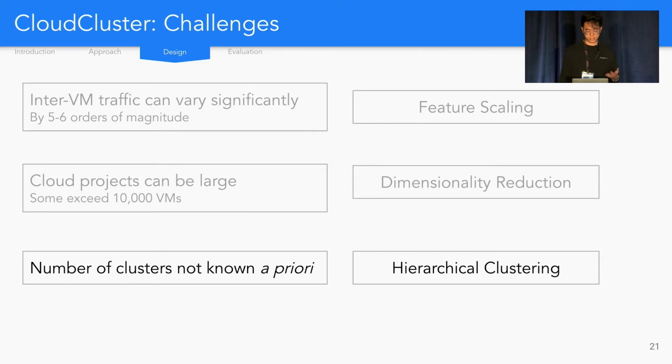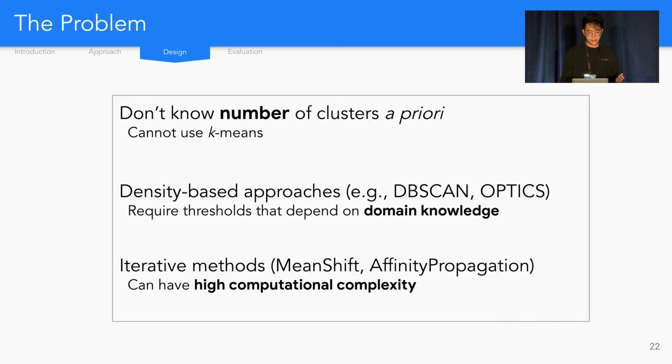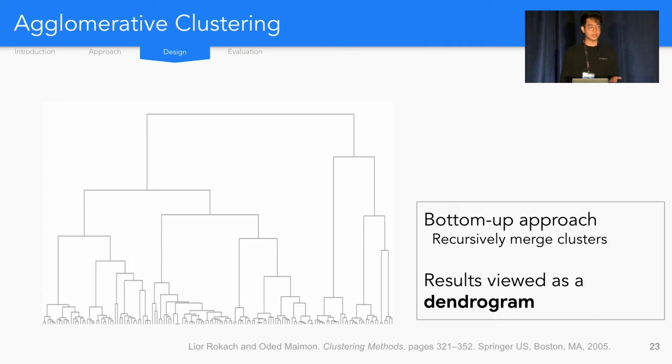Another challenge is clustering itself. Providers don't know the number of clusters, so k-means clustering cannot be used. Other techniques require domain knowledge or are computationally expensive. Instead, we adopt a method called agglomerative clustering. This is a bottom-up approach that recursively merges clusters.